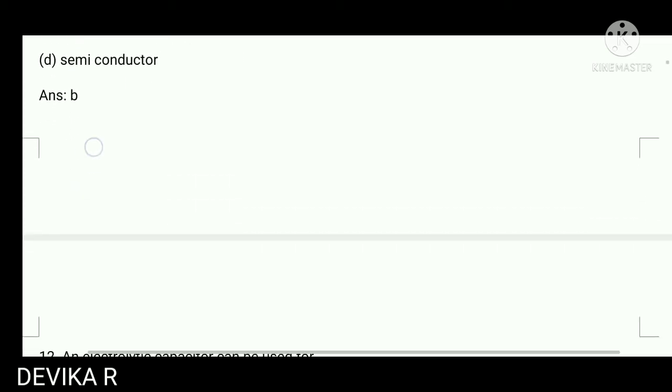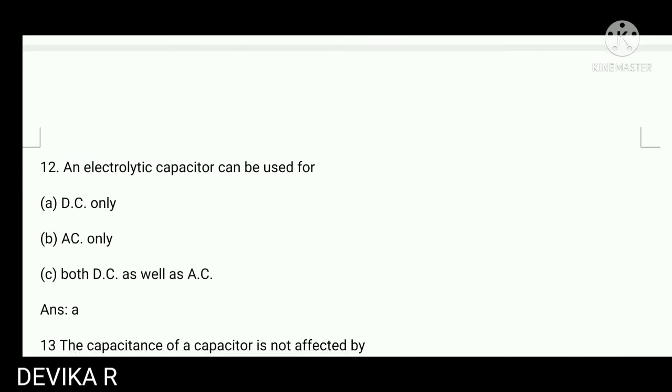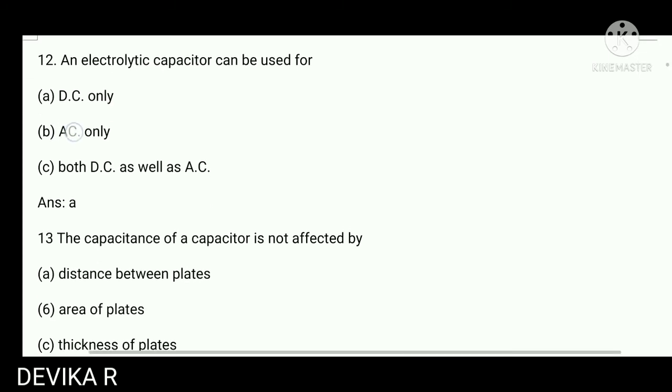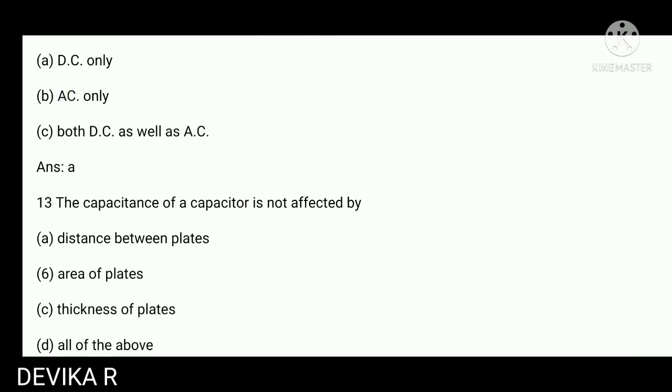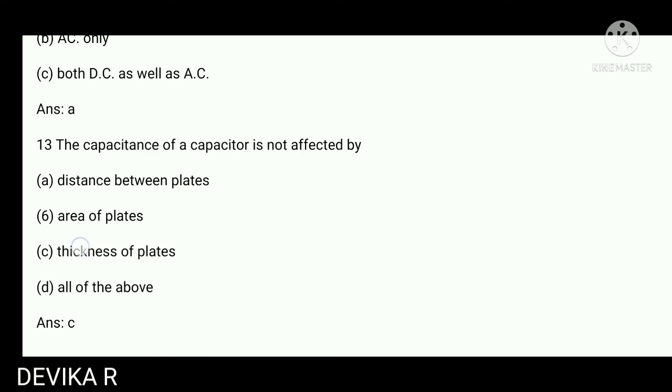Okay. Next one. An electrolytic capacitor can be used for? An electrolytic capacitor is basically for a DC source. It is basically used in DC only. So option A is the right answer, and its polarity must be connected correctly. If not, it is not correct. So the polarity must be connected correctly in an electrolytic capacitor. Next one, the capacitance of a capacitor is not affected by? It's very easy. C equals epsilon A by d. So it depends on area and distance. The thickness of the plate is not there in the formula. So option C is the right one.